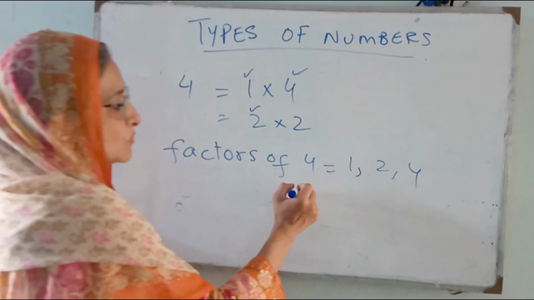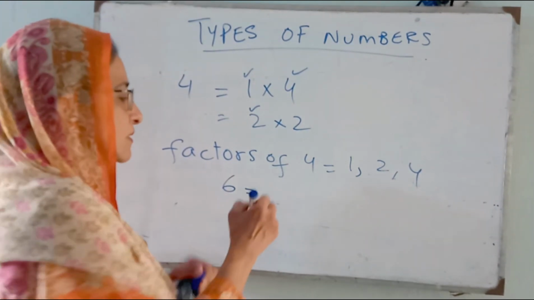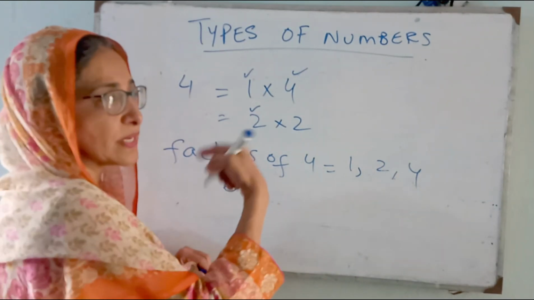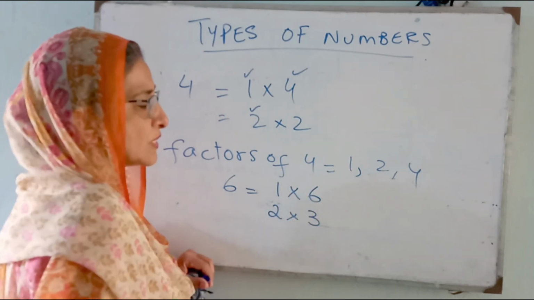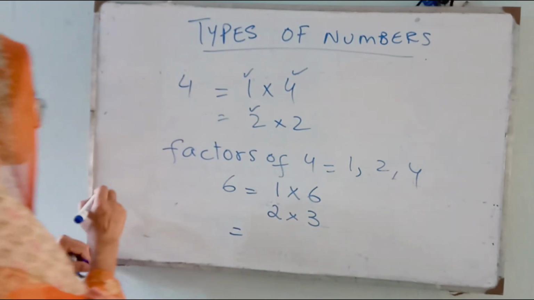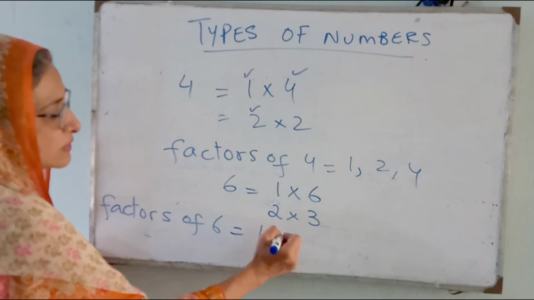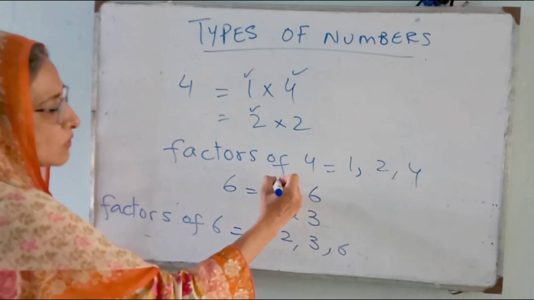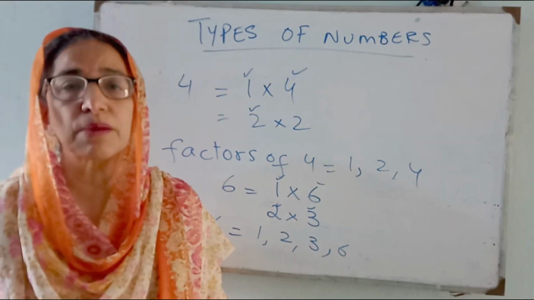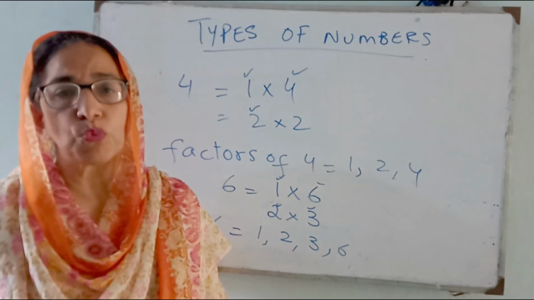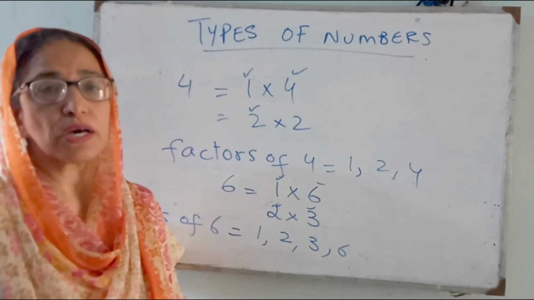Now, for example, if I want to know whether 6 is a composite number or what else it is. So for the factors of 6, keeping in mind the tables, I know that 1 6s are 6 and 2 3s are 6. So the factors of 6 are 1, 2, 3 and 6. So it has 4 factors, or this 6 is completely divisible by 4 numbers: 1, 2, 3 and 6. So it has more than 2 factors. So this 6 is also a composite number.